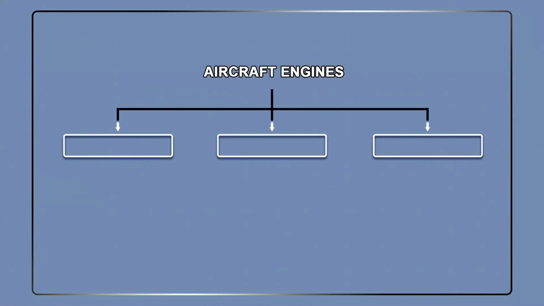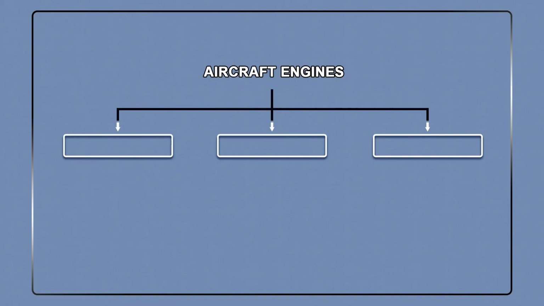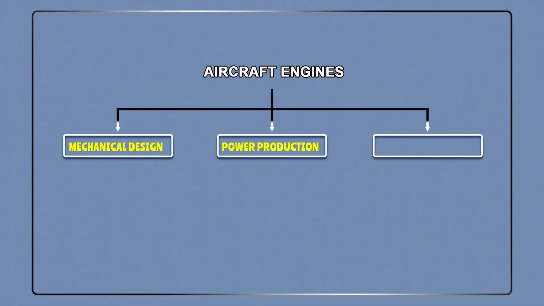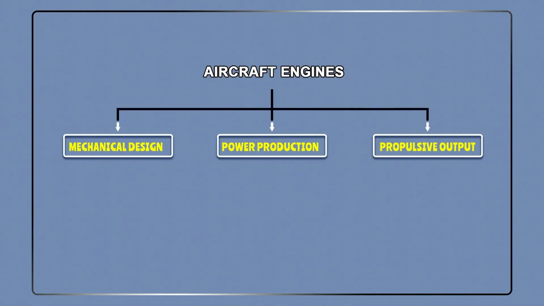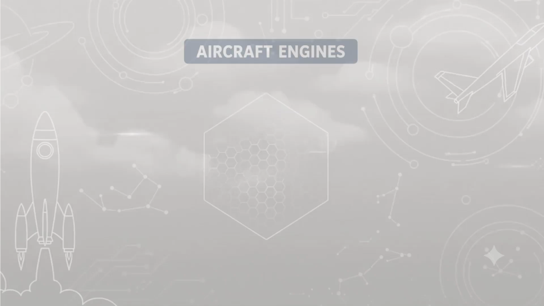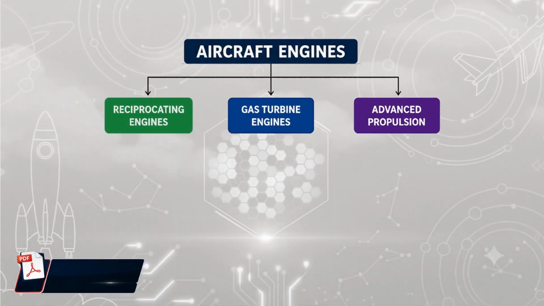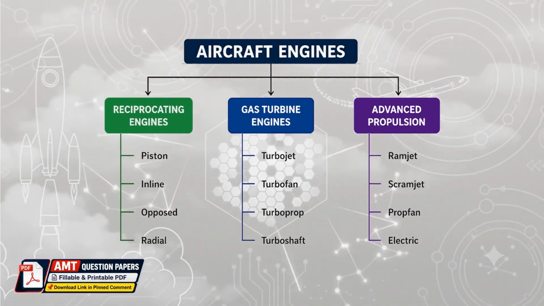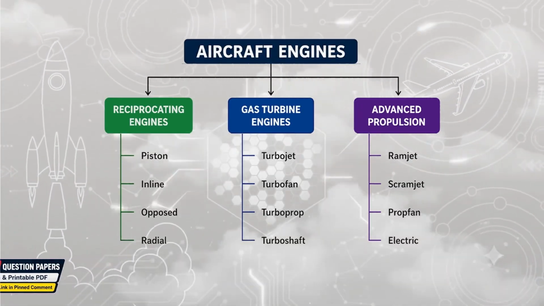There is more than one way to classify aircraft engines. We can classify them according to their mechanical design, their method of producing power, or the way that power is converted into aircraft propulsion. For this video, we'll use a practical classification based primarily on the engine's operating principle and its propulsive output.